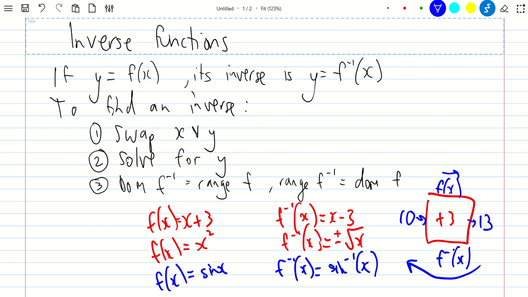So we swap x and y, and then we solve for y. That will rearrange things, and you'll see how that works in a second. And that's it. That's all you do to find an inverse function.